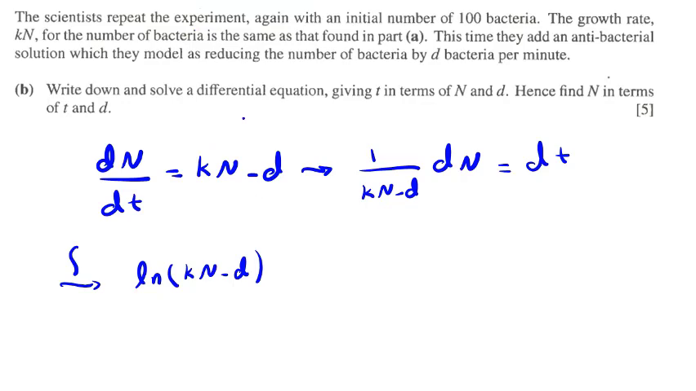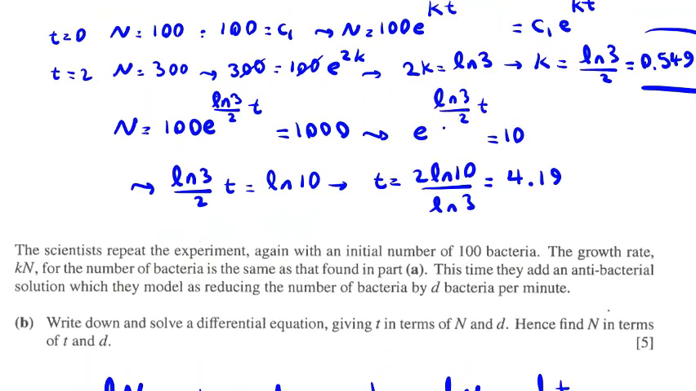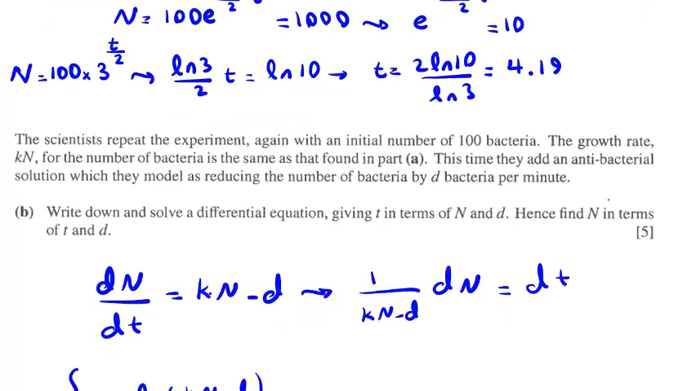Okay, so let's solve this one. Let me tell you something here. We said this. Also, n is this. You could also say n equals... you can say e to the power of ln 3 is 3. You could also say it's 100 times 3 to the power of t over 2. You can write like this if you want.